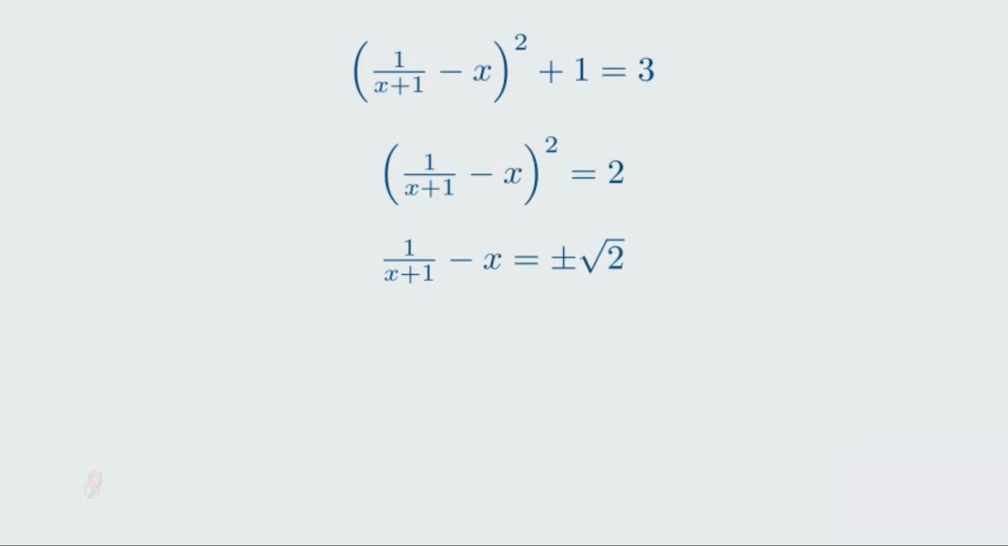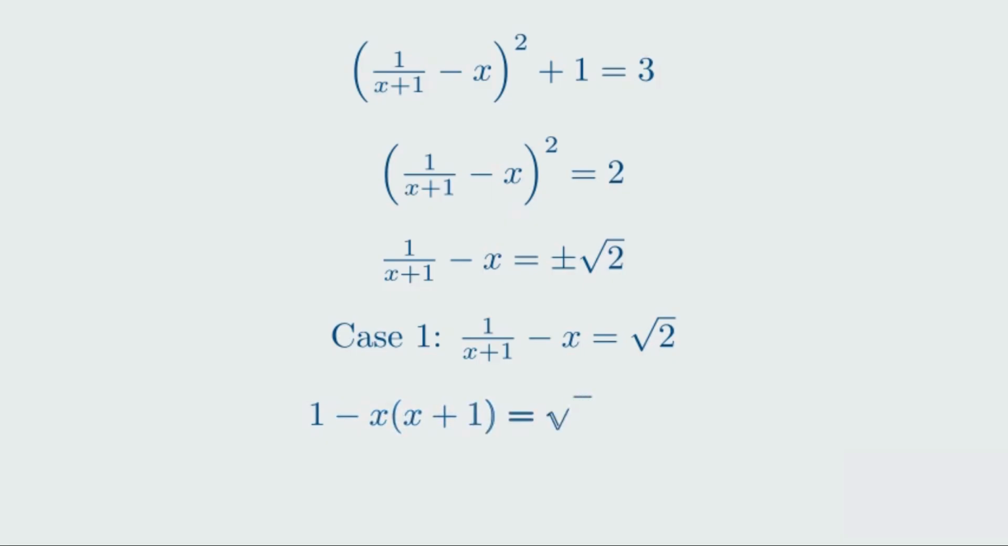Let's solve these two equations separately. For the first case, let's work with the positive square root. We have 1 over x plus 1 minus x equals the square root of 2. To get rid of the fraction, we multiply the entire equation by the denominator x plus 1.